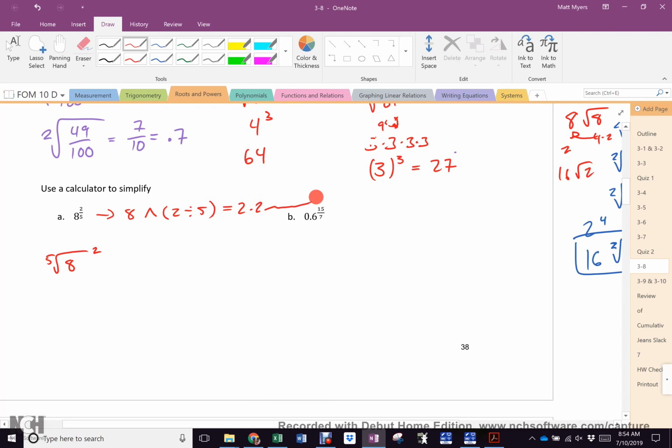Everybody cool with that? But in math class, we can deal with this, can't we? Right? Because this is the 5th root of 8 squared. What is 8 squared? What's 8 times 8? 64. Can we break 64 down? Sure we can. 64 is 2 and 32. And I can stop there because I know that 32 has a 5th root. But most of you will have to keep breaking it down.